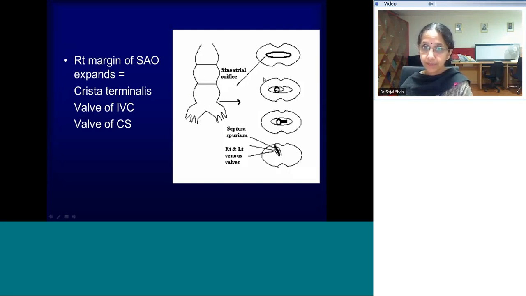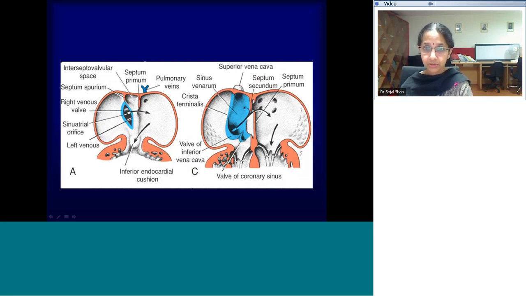If you have a cross section, this is how the orifice is seen initially, which then localizes itself on the right side and develops a septum called the septum spurium, with a right and a left-sided venous valve. The right margin of the sinoatrial orifice finally expands and gives rise to certain structures in the right atrium, namely the crista terminalis, the valve of the IVC, which is the eustachian valve, and the valve of the coronary sinus, which is the Thebesian valve.